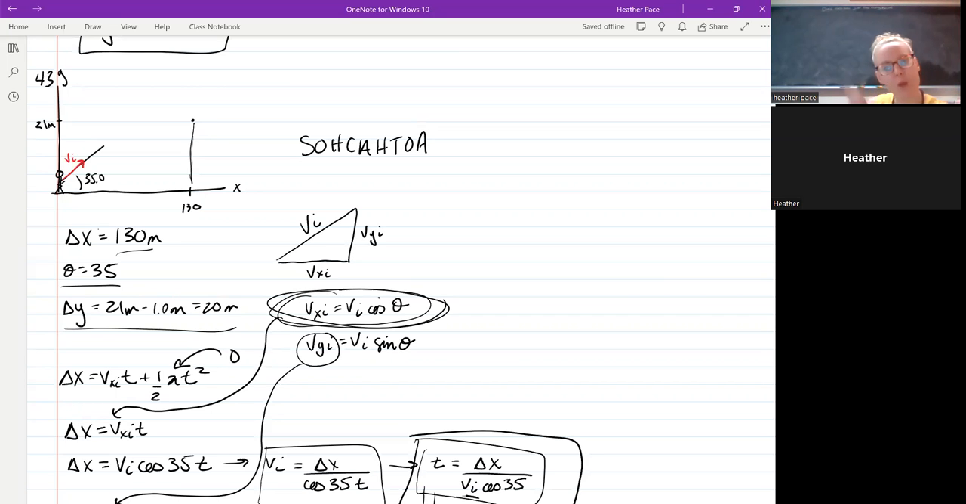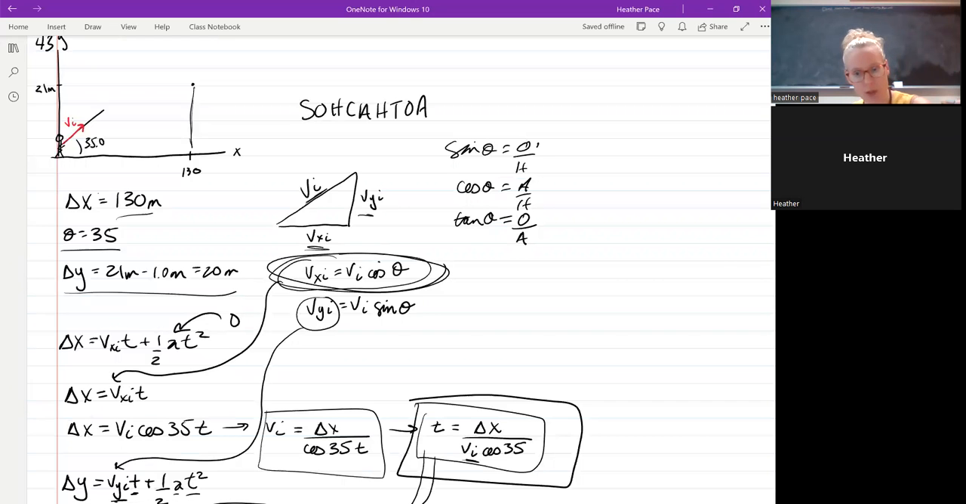All right, so what else do we know? We know SOHCAHTOA. So we can go ahead and write those equations out right away. Sine equals, cosine equals, tan equals. Okay, so we've got our little triangle here where this is the initial velocity. This would be the X initial velocity. This would be the Y initial velocity. We can use SOHCAHTOA and we can solve a few equations.